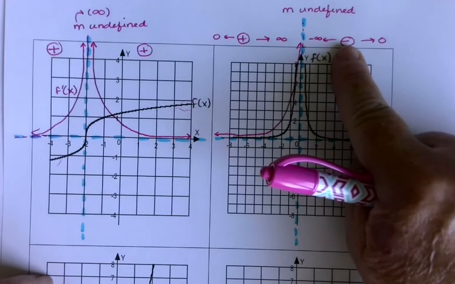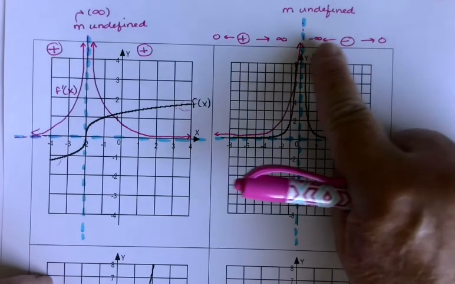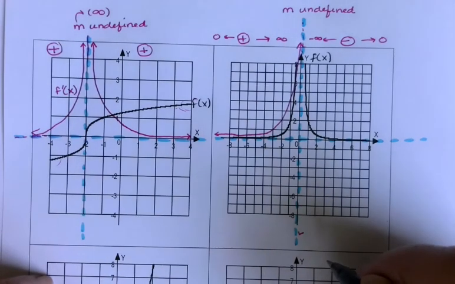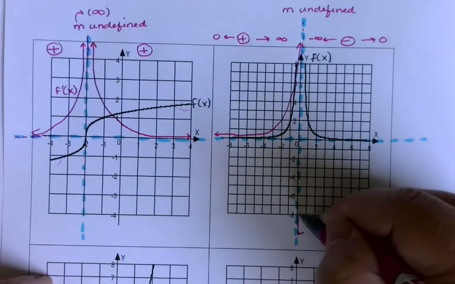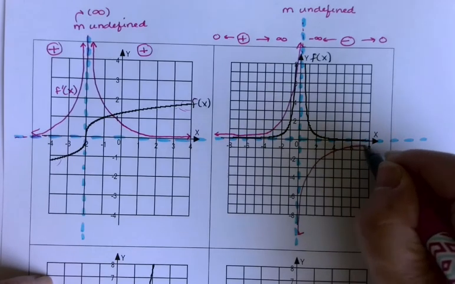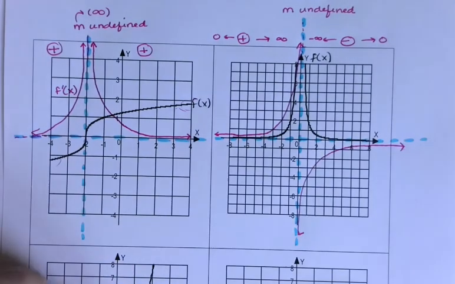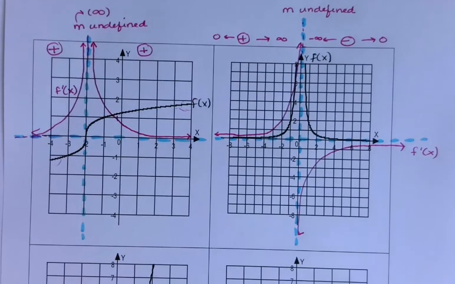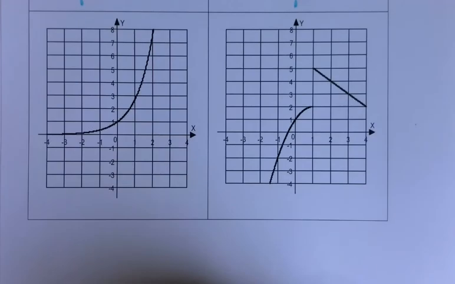Over here, though, all the slopes are negative, tending toward negative infinity near the asymptote, and then coming up towards 0 for the end behavior. So there's my f prime in pink here. All right, we've got 2 more to look at.